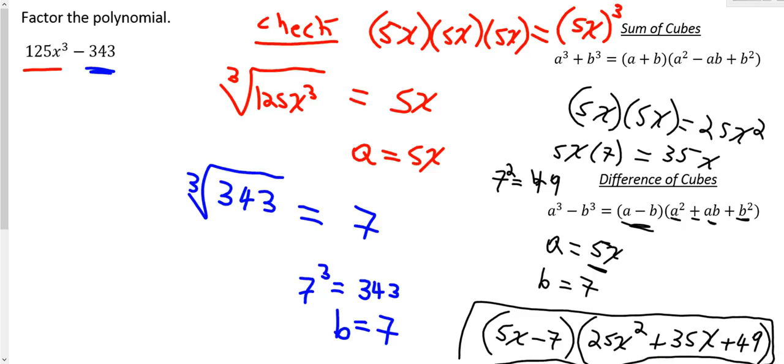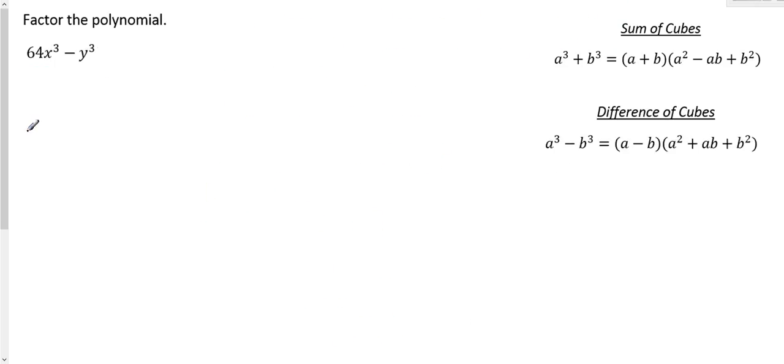We were asked to factor this polynomial, which is a binomial, and these are the two factors. If you want to check this, you can distribute and combine like terms. You'll get 125x cubed minus 343. Let's look at one more. So this one, once again, we have a difference of cubes.